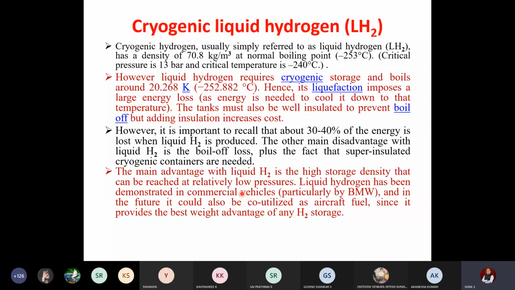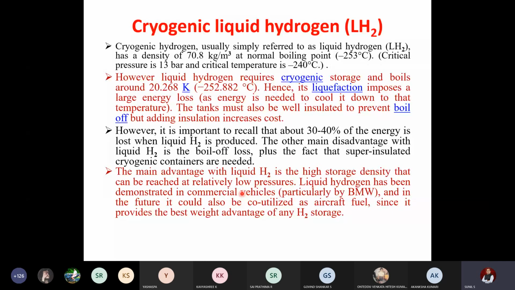The major problem with this liquefaction is, in order to cool to such a low temperature, you have to use a lot of energy. Just imagine, minus 250 degrees centigrade you have to achieve. Achieving any cryogenic temperature requires a lot of electricity or energy, right? About 30 to 40% of the energy content in the hydrogen. Say for example, by burning 1 kg of hydrogen, you will get approximately 28 kilocalories of energy. Of that, 30 to 40% of the energy you have to use to cool that hydrogen. That is a problem. Otherwise, it is a good mode.